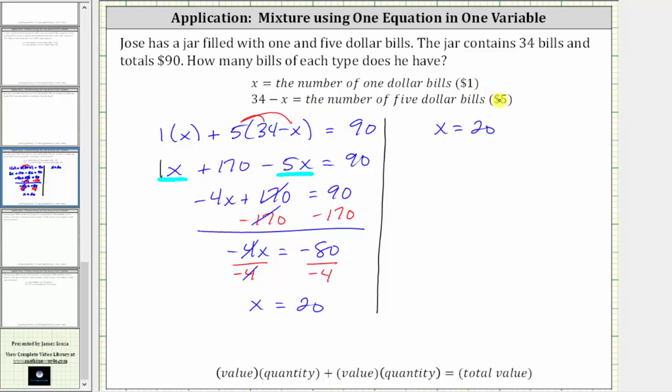The number of $5 bills is equal to 34 minus x. Substituting 20 for x, we have 34 minus 20, which is equal to 14. Jose has 20 $1 bills and 14 $5 bills.